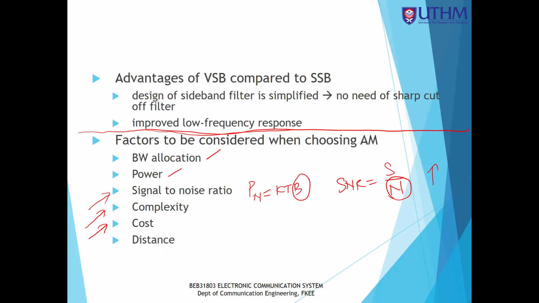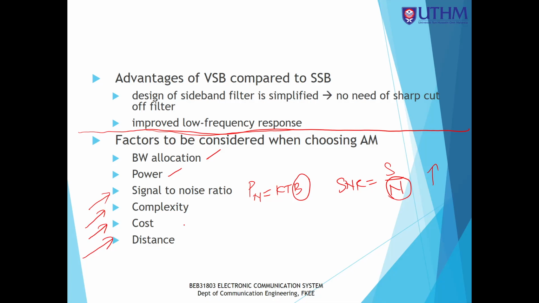And then in terms of distance: if the distance between the transmitter and the receiver is farther away, we need to choose a modulation scheme that can produce a higher amount of power. But here we need to see again that the amount of power that we need is actually in the sidebands.